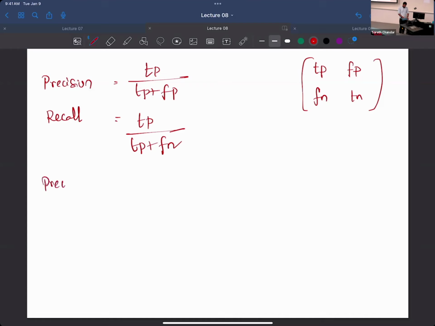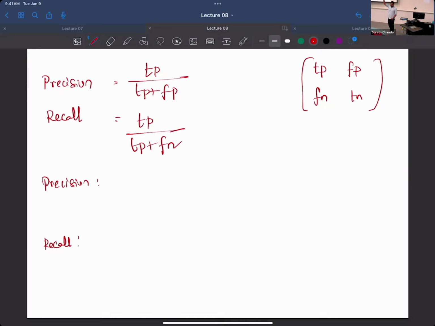Now what do they intuitively mean, right? Like precision and recall. Okay, let's first look at precision. So precision is true positive divided by true positives plus false positive. What does this mean? This means that out of all the model's positive predictions, how many of them are truly positive. The denominator there is all the predictions by the model that are positive, both true positive and false positive.